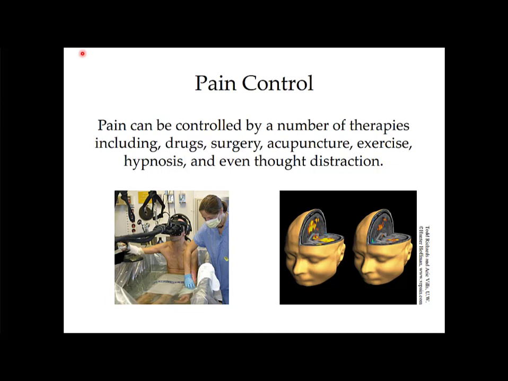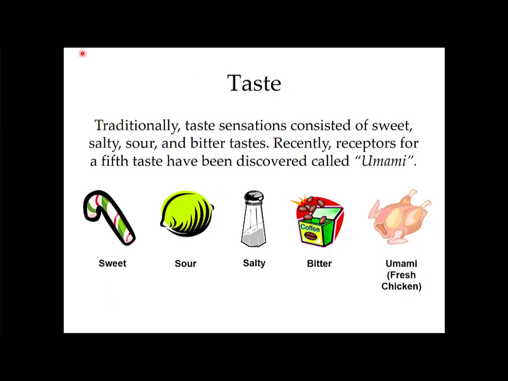The last two are our chemical senses. So the first one that we're going to talk about is taste. Taste originally had 4 that you probably learned about: sweet, sour, salty, and bitter. We have officially added a 5th, which is called umami. The reason we use the Japanese word is because we don't really have an English word that's equivalent to it, so we just use the Japanese word.